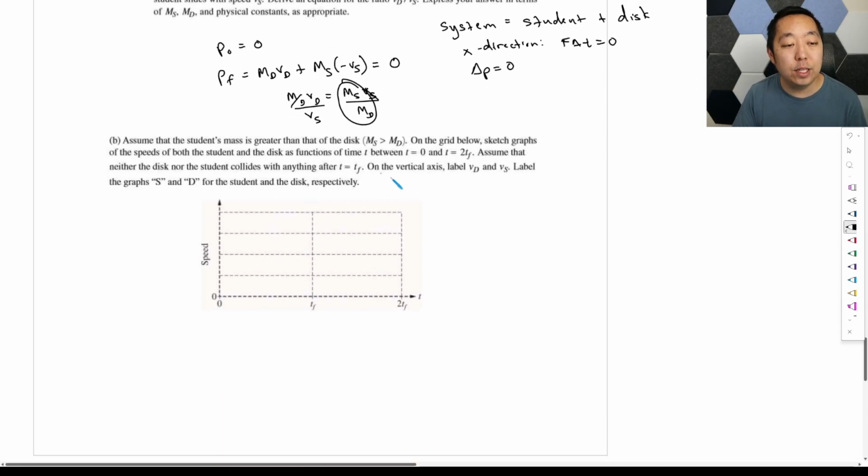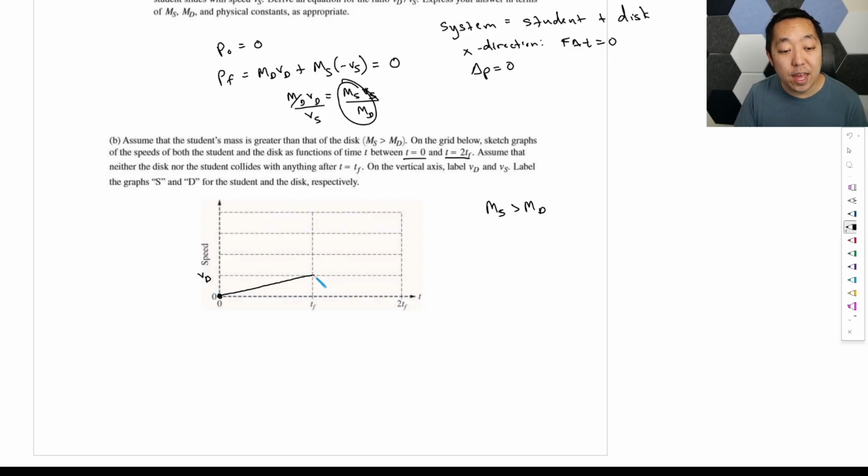Now assume that the student's mass is greater than that of the disk, so m_s is greater than m_D. On the grid below, sketch graphs of the speeds of both the student and the disk as a function of time between 0 and 2t_f. Assume that neither the disk nor the student collides with anything after t_f. On the vertical axis, label v_s and v_D. So initially, they're both moving at 0. Let's do the disk first. The disk is going to go up here, and we'll say this is v_D.